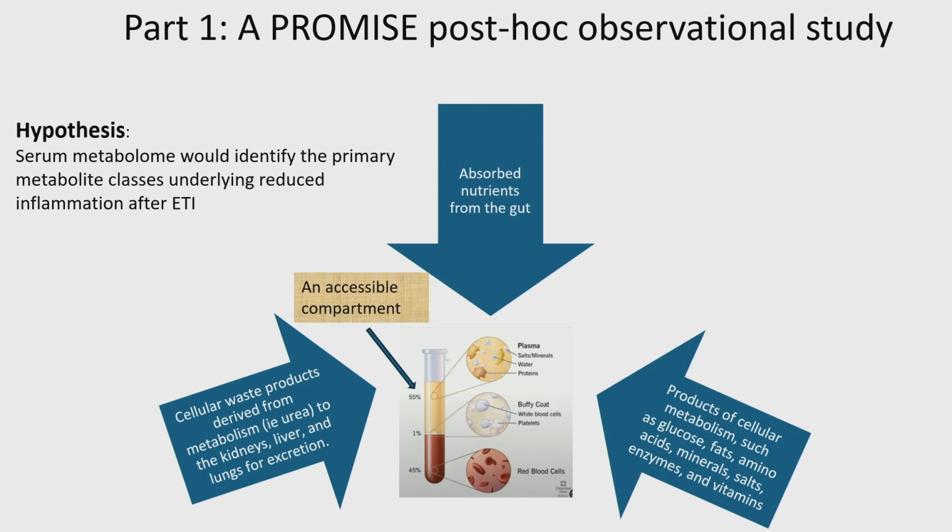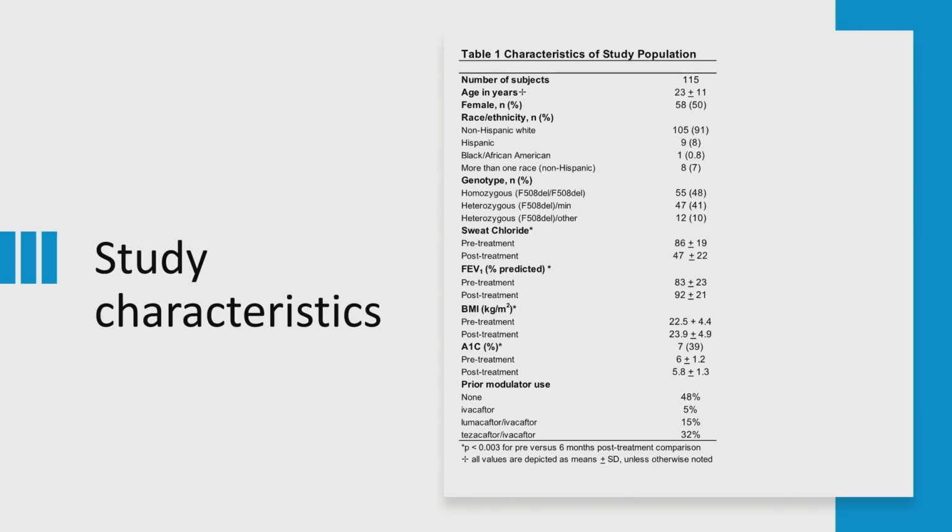So part one. So PROMISE, basically all we did was a post-hoc observational study. It was really quite simple. We wanted an accessible compartment, but we wanted that compartment, which ended up being serum or plasma, to reflect absorbed nutrients in the gut, products of cellular metabolism, so glucose, fats, amino acid, products of cellular waste. And really, because I work in inflammation, we hypothesized that those primary metabolite classes would reflect the reduced inflammation that you see after ETI. But it went a little bit off the track.